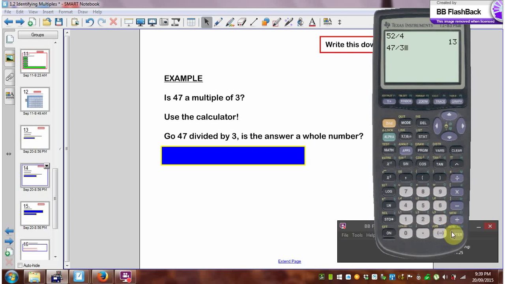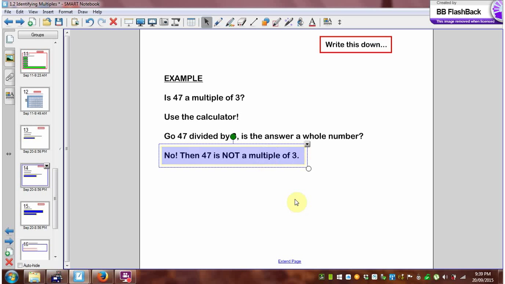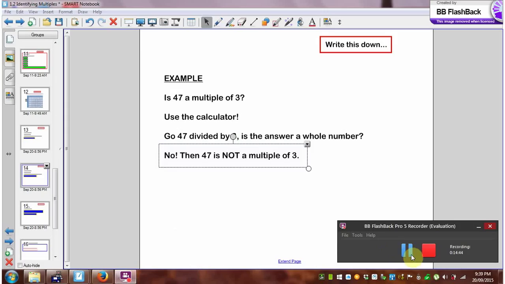And is the answer a whole number? No. We have a decimal here. We don't have a nice neat whole number for an answer. So that means no. 47 is not a multiple of 3. Make sure you copy that down and you understand that. If you're not getting that answer on your calculator or you don't understand, please ask someone around you or ask me if I'm available.